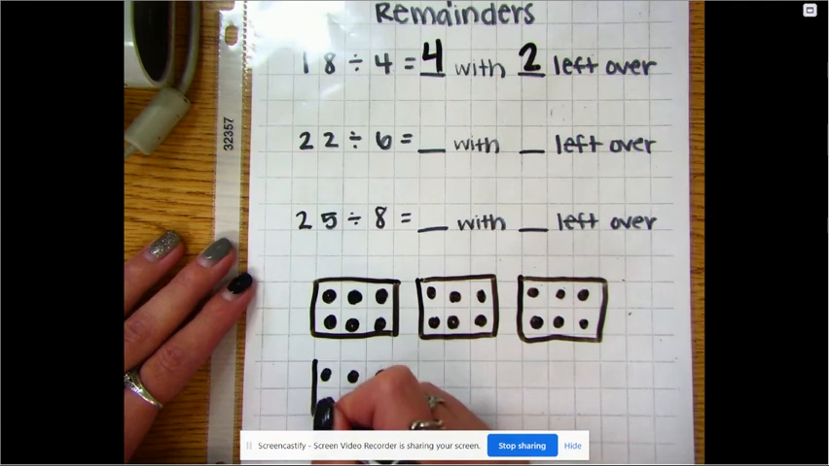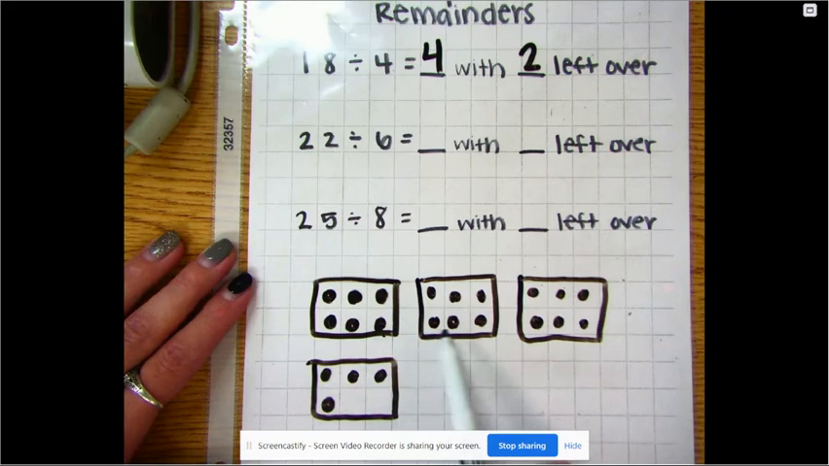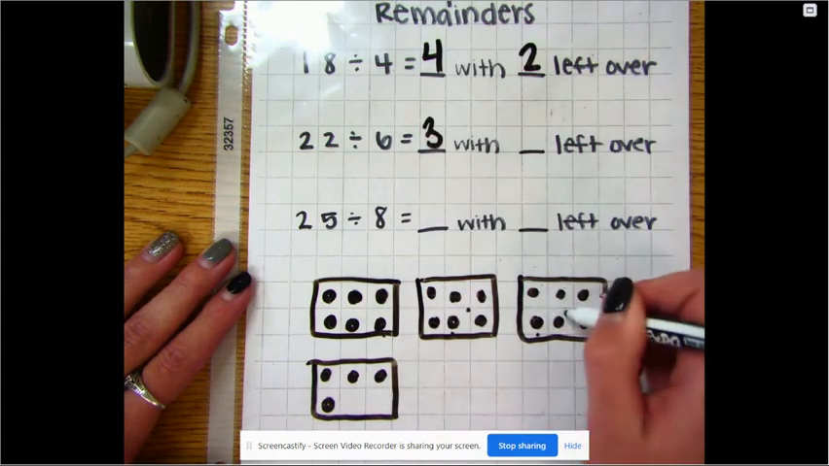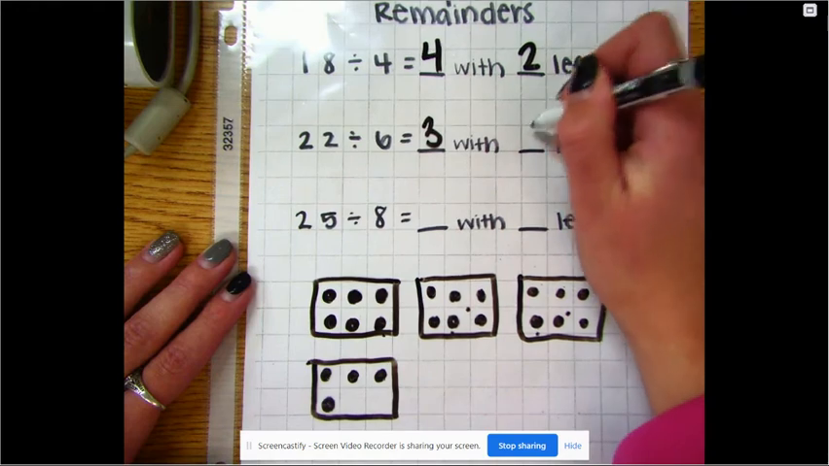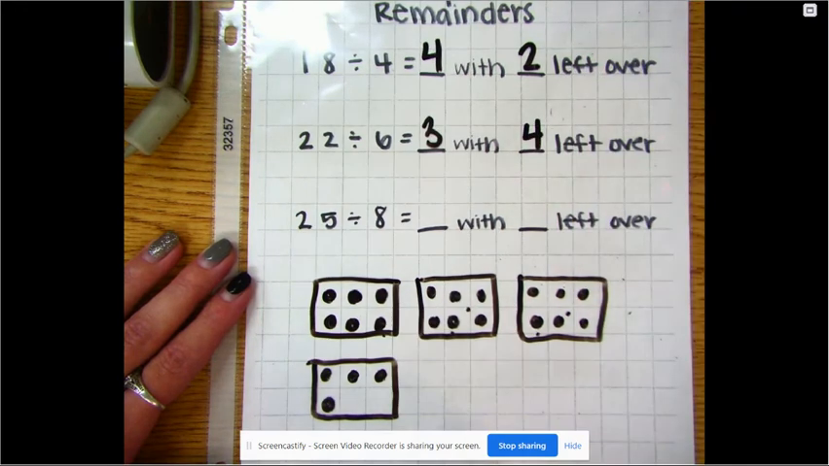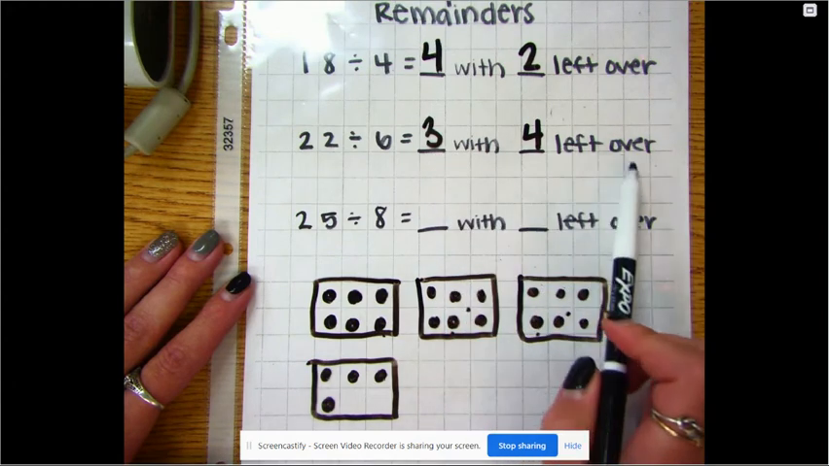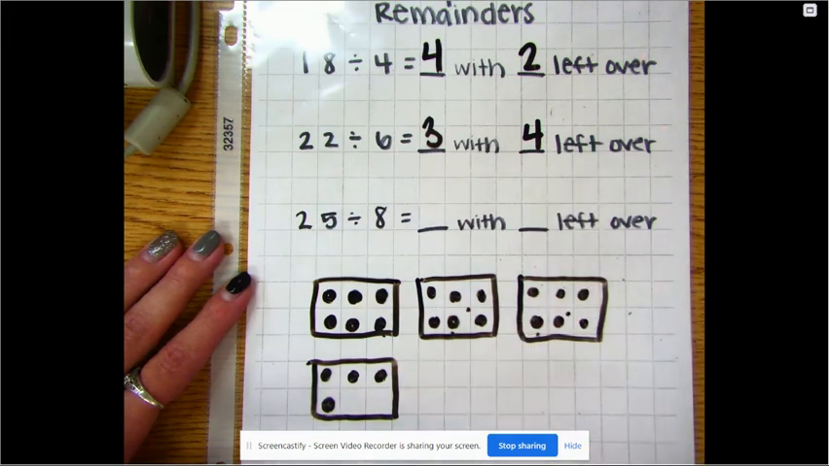So that one didn't quite fill up a full group. How many full groups do I have? 3. I have 3 full groups. How many do I have left over? How many are remaining? 4. So my answer would be 3 with 4 left over, or 3 remainder 4.